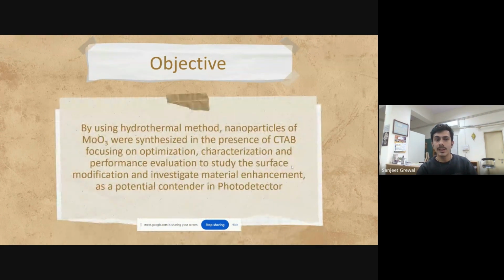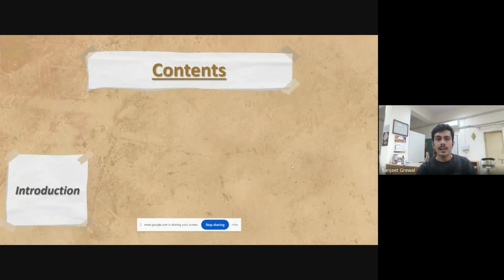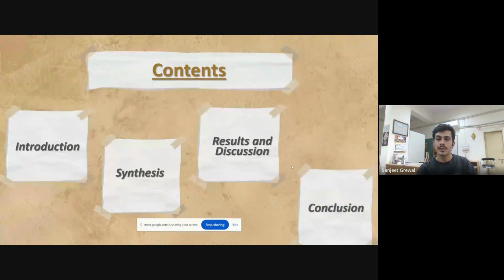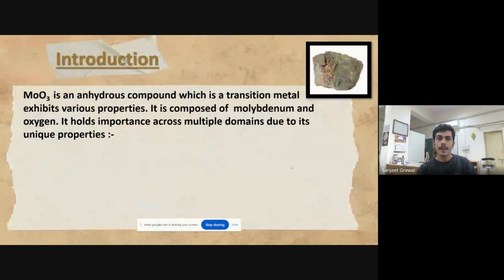In the objective, by using the hydrothermal method, nanoparticles of MoO3 were synthesized in the presence of CTAB, focusing on optimization, characterization, and performance evaluation to study the surface modification and investigate material enhancement as a potential contender in photodetectors. In the coming slides, we will be discussing the introduction, synthesis, results and discussion, and conclusion.